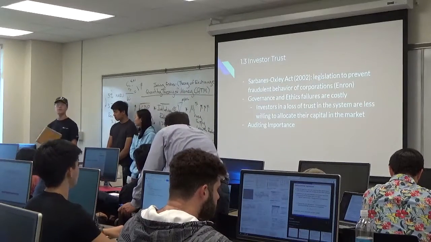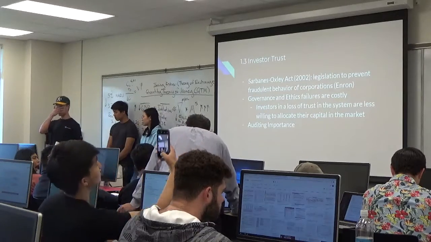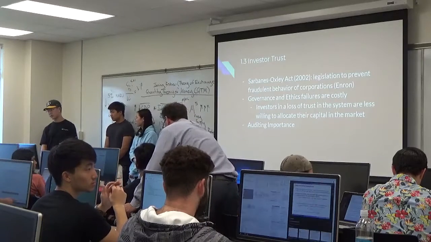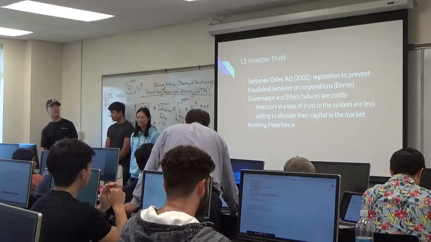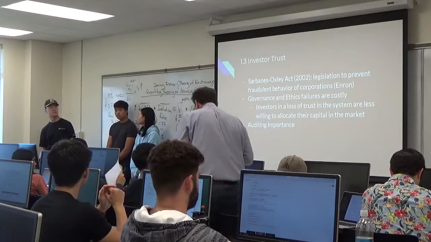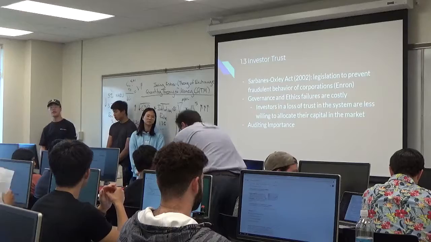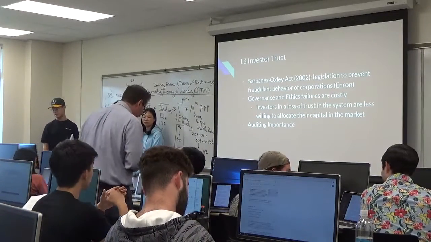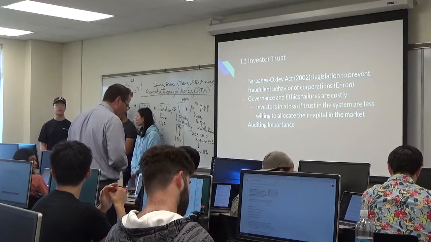And then the last topic was investor trust. From this, the biggest legislation that came up from the Enron age was the Sarbanes-Oxley Act of 2002, to get rid of fraudulent behavior and have the government intervene with systemic risks. The governance and ethics failures in business are pretty costly because with loss of trust in the system, investors are less willing to allocate their capital to the market and are more likely to save in the banks.